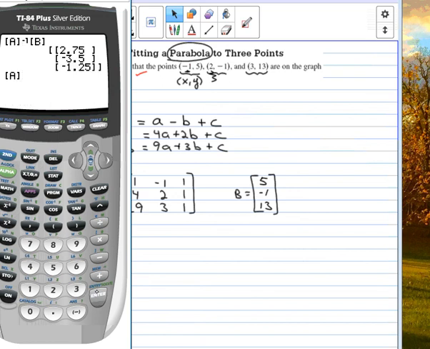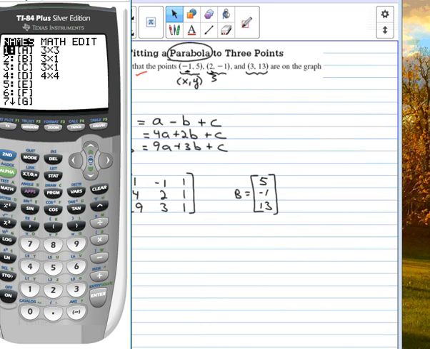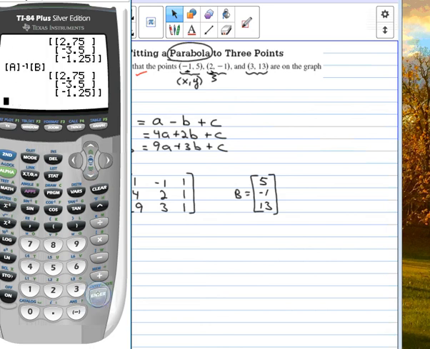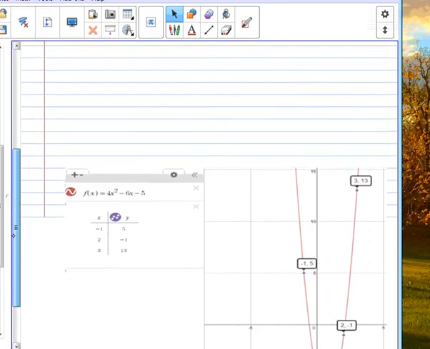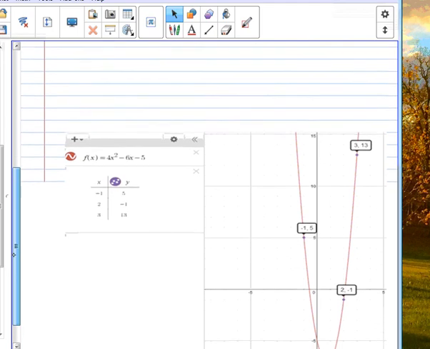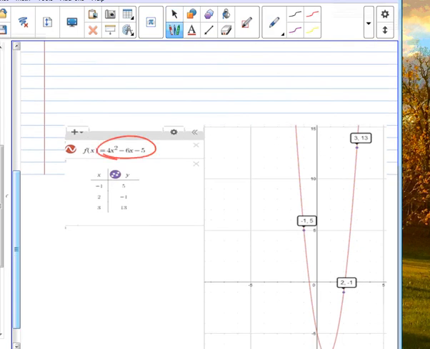Matrix A, inverse. I can't figure out what's wrong. Matrix B. What are you getting? I'm just going to 4, negative 6, 5. 4, negative 6, 5. That's what you should be getting.